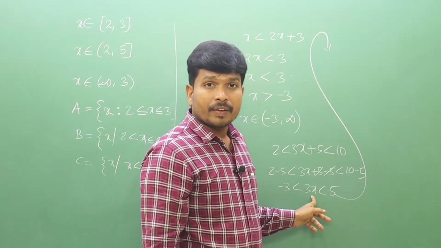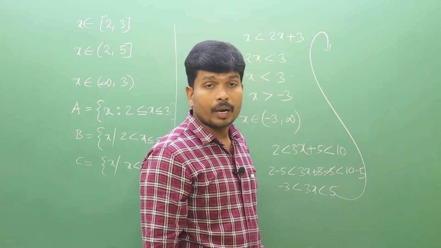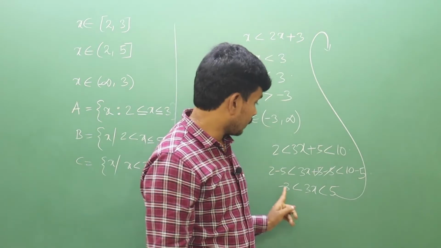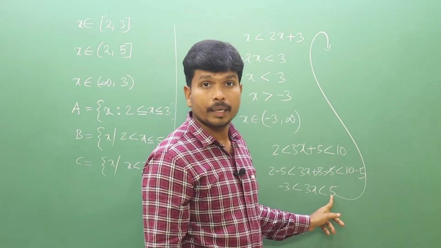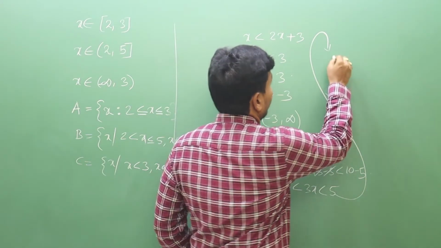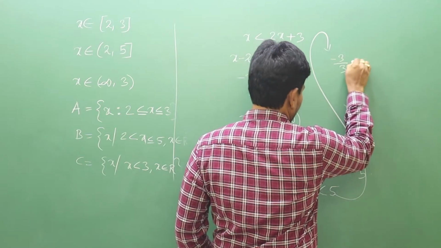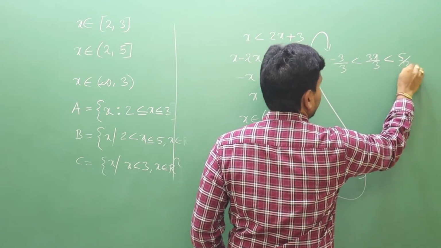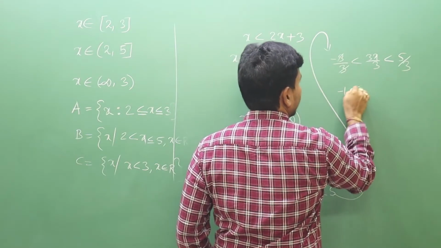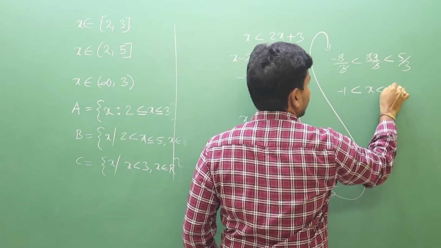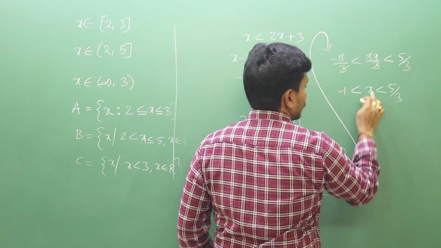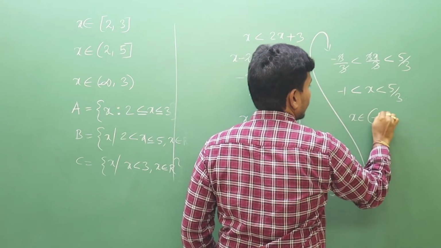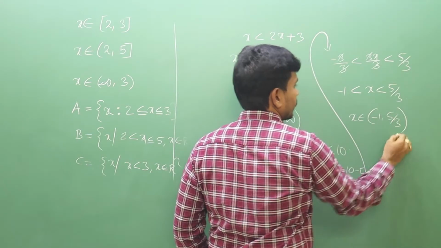Now you need to find the x value, but here 3x is there. What do we have to do? Divide each value by positive 3. Minus 3 by 3 less than 3x by 3 less than 5 by 3. 3 cancel, minus 1 less than, 3 cancel, x less than 5 by 3. So what is the x value? That x value lies between minus 1 and 5 by 3.